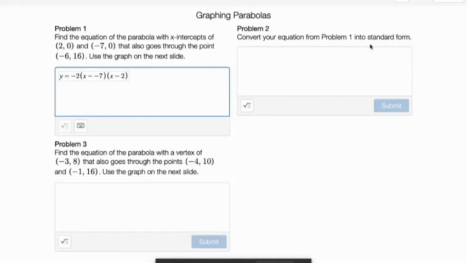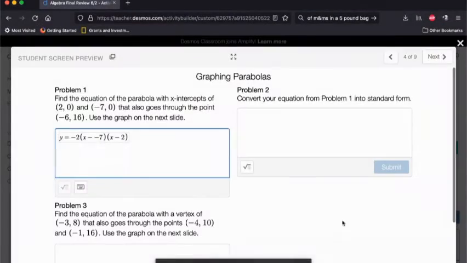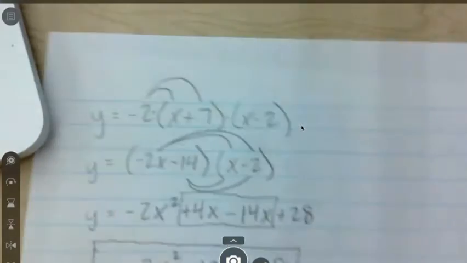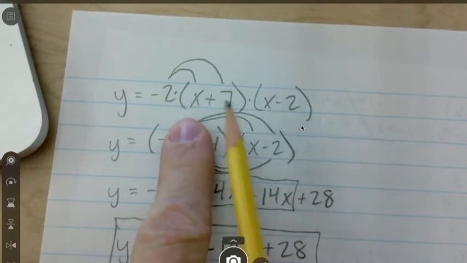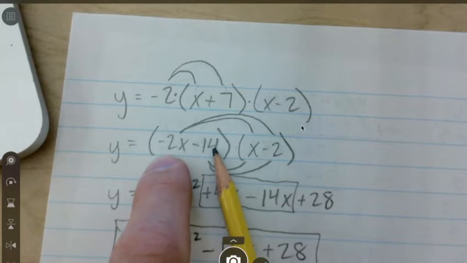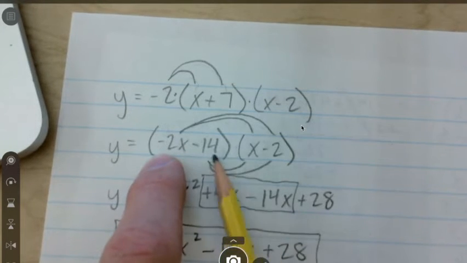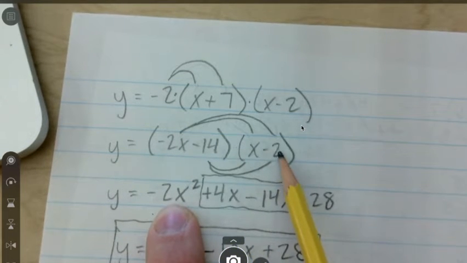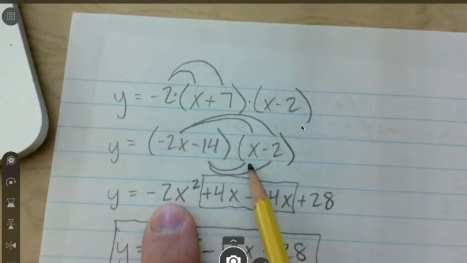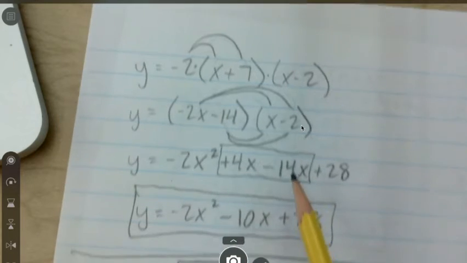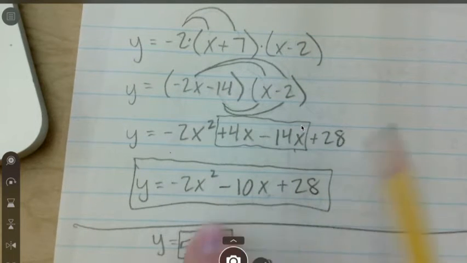Problem 2 is saying, what if you converted to standard form? So what we tackled in class was we said, well, if this was my equation, I can distribute my -2, and that's where that -2x minus 14 came from. And then, in order to multiply these two things, -2 times x is -2x squared, -2x times -2 is 4x, -14 times x, and then -14 times -2. Then these two things both just have an x, and so we can combine them into this. And here's my standard form.